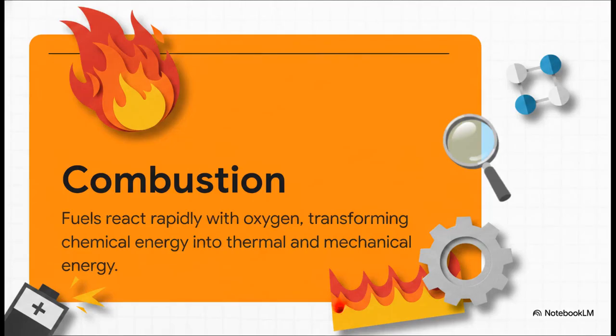Now, to teach this effectively, you need the right vocabulary. Combustion is a prime example of an exothermic reaction. Basically, that's a chemical reaction that rapidly reacts with oxygen to transform chemical energy into raw thermal and mechanical energy. Exo meaning out, thermic meaning heat, so energy is exiting the system rapidly. This is an absolutely crucial definition to build into your lesson plans when you're discussing energy transformations.